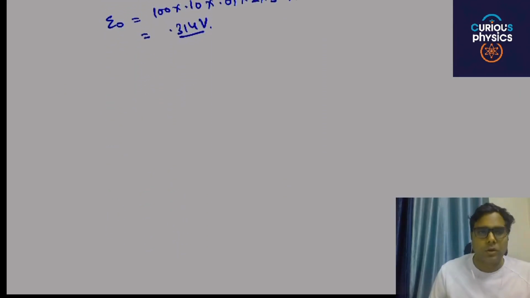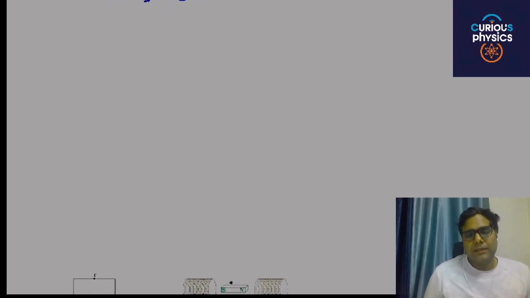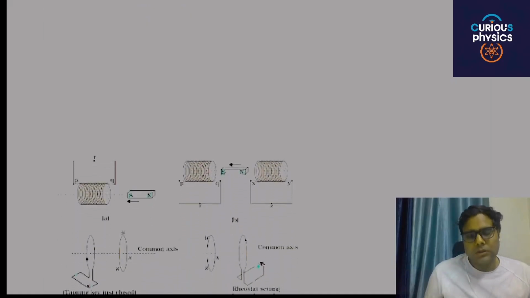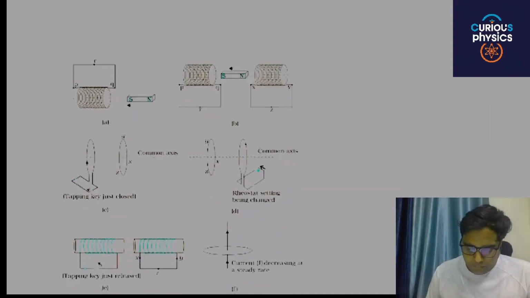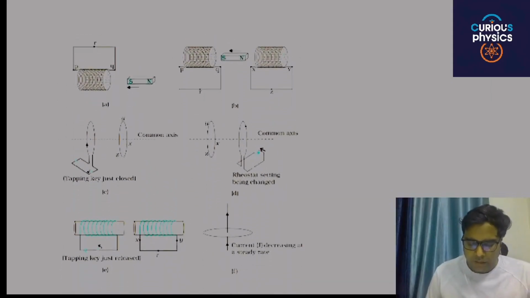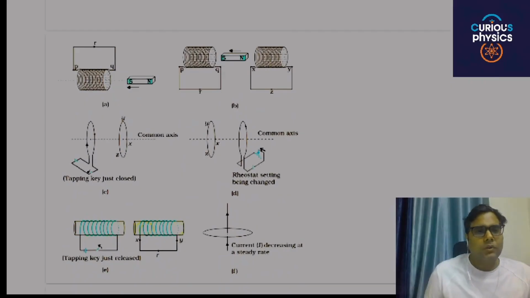So this is all about the theory portion of this particular chapter. Now we will discuss the exercise part, and in particular for numerical questions I will try to give you the hints of all the numerical problems. Okay, so the first question is, you have to find the direction of induced current.